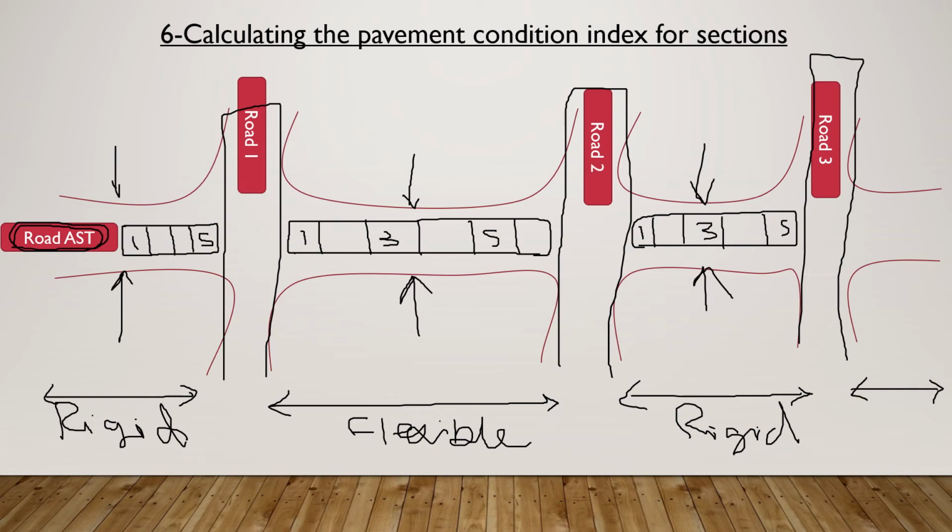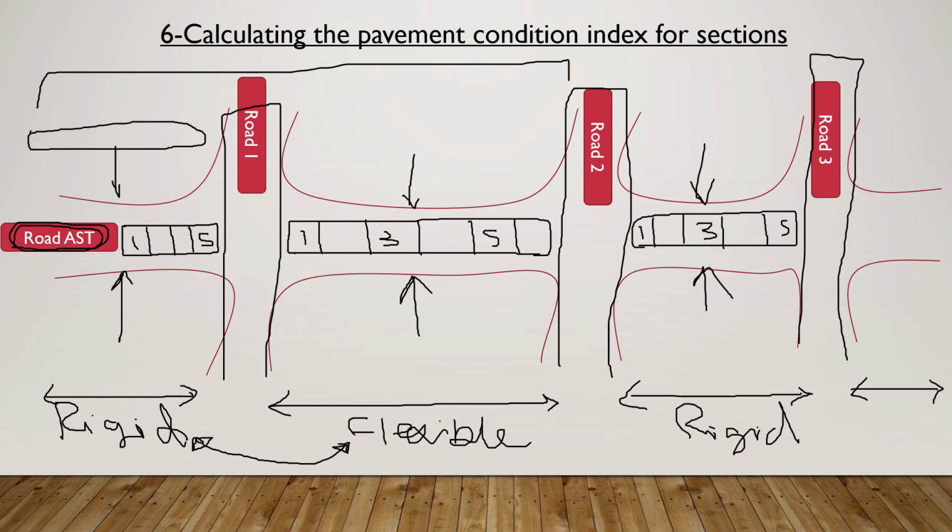Now it is not possible to combine the rigid pavement PCI and the flexible pavement PCI because the cost of maintenance and rehabilitation techniques, which is the conclusion of the PCI, is not similar for both types of pavements. So combining or taking an average PCI for this section here is not applicable at all. You will have to provide a PCI value for this section here between, let's say, road 0 and road 1. You will have a PCI value.